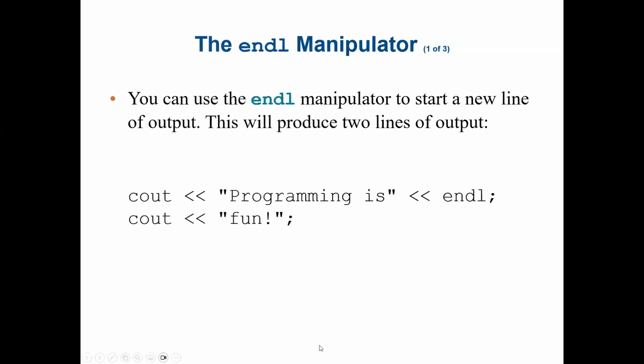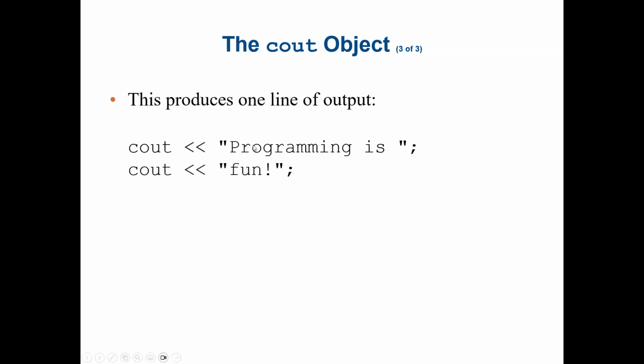Now here also we can use the endl, which we call the manipulator. endl means end line, manipulator. So we can use it to end the line. So example given here, previously we said program is fun. With the 2 couts, we print everything in 1 line.